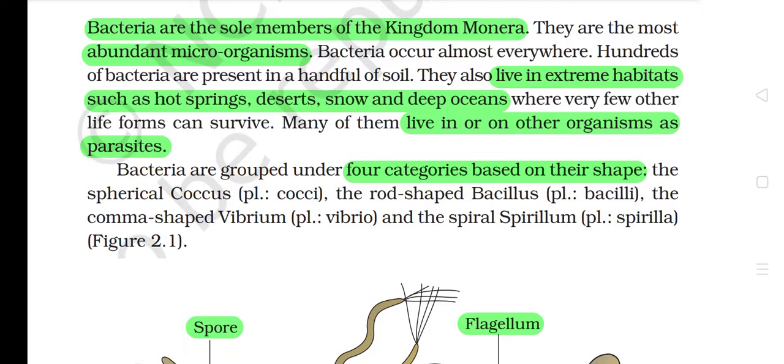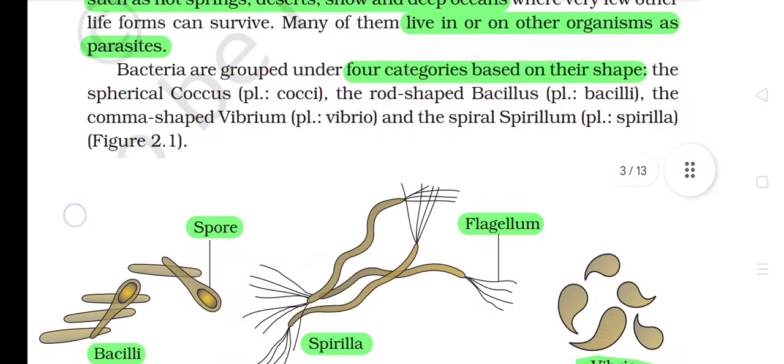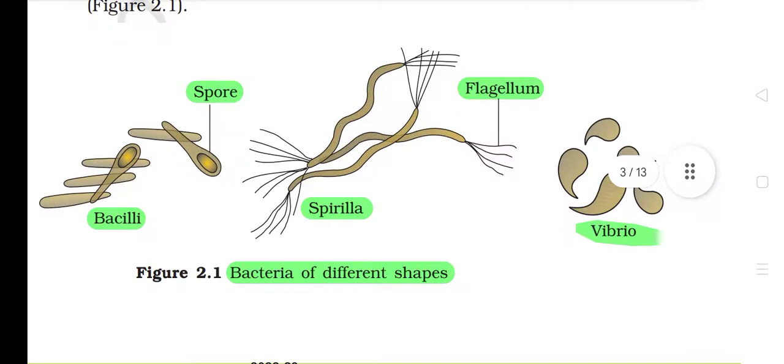Bacteria are grouped under 4 categories based on their shape: the spherical coccus, plural cocci; the rod-shaped bacillus, plural bacilli; the comma-shaped vibrio, plural vibrios; and the spiral spirillum, plural spirilla. Figure 2.1. Bacteria of different shapes: bacilli, spore, spirilla, flagellum, vibrio.